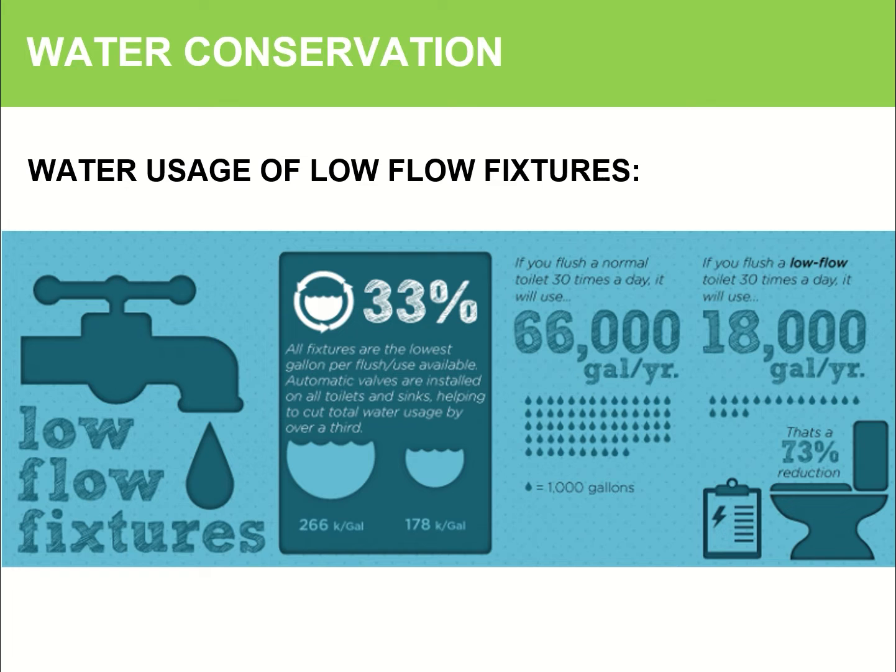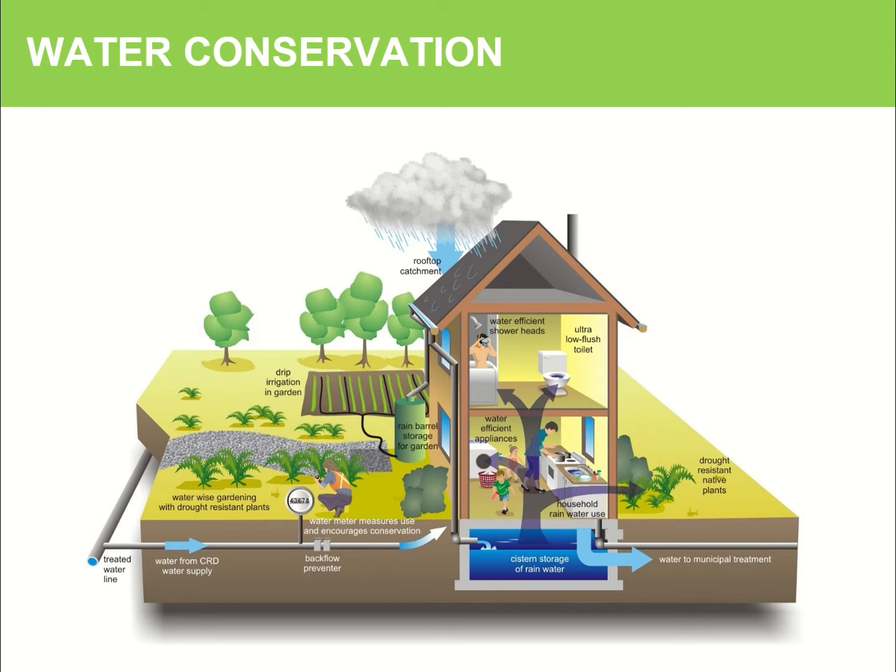If you flush a toilet, let's say 30 times a day, for a year, you'll use about 66,000 gallons. As opposed to if you use a low-flow toilet, you will use about 18,000 gallons a year. That's about a 73% reduction in just 1 year. That's crazy! Now let's look at a building type we all understand, a house.